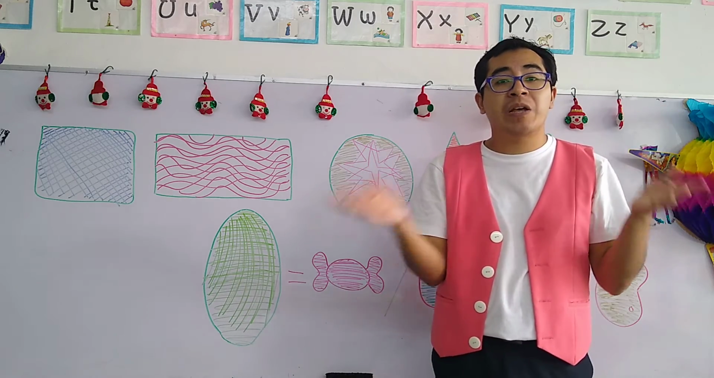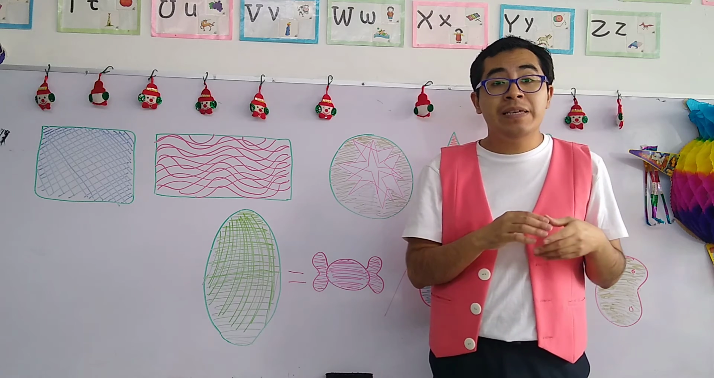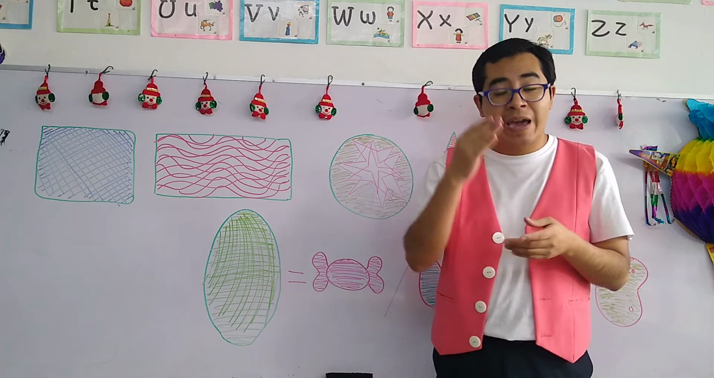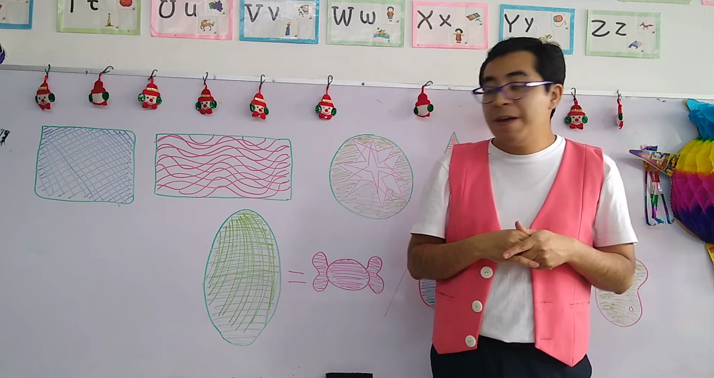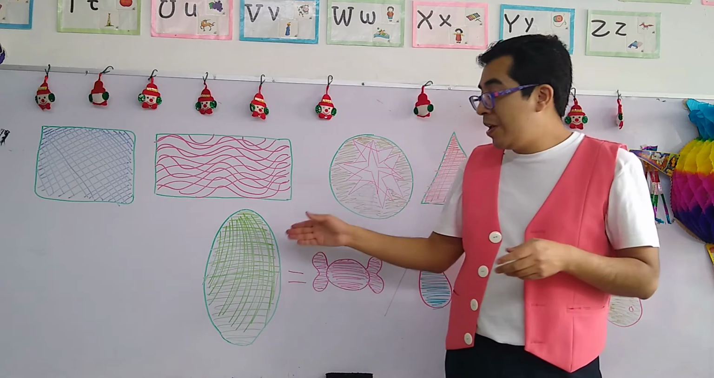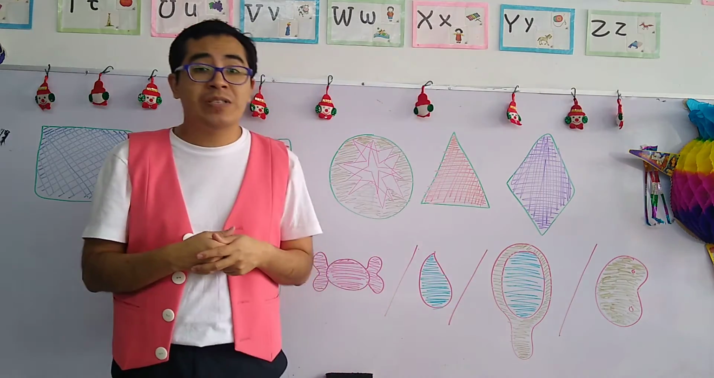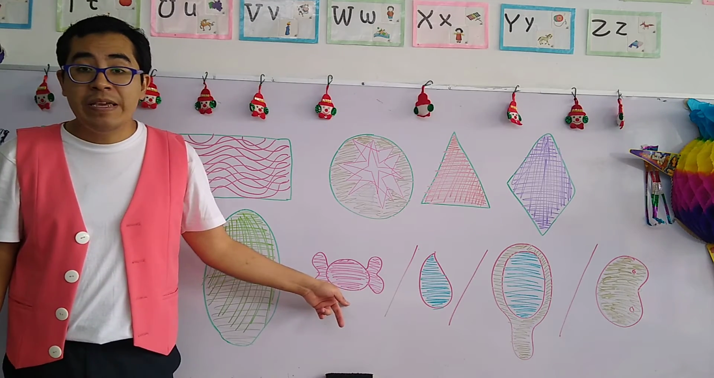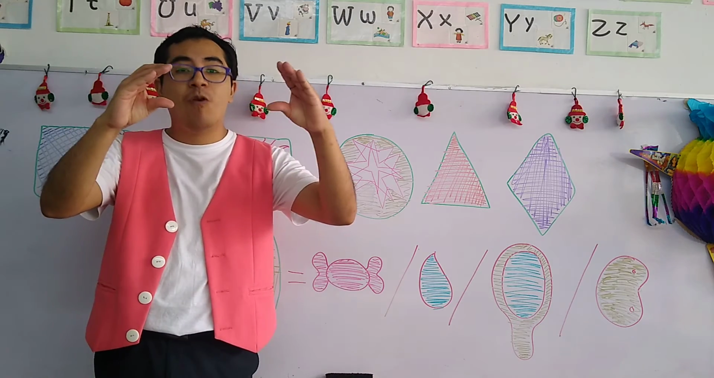The most common object that we relate to the oval is the egg. Do you remember what is egg? Okay, egg, remember in Spanish we call it huevo. Okay, now the egg looks like an oval, but again we have several other objects that we relate to the oval. For example, the candies, most of the candies have an oval form.